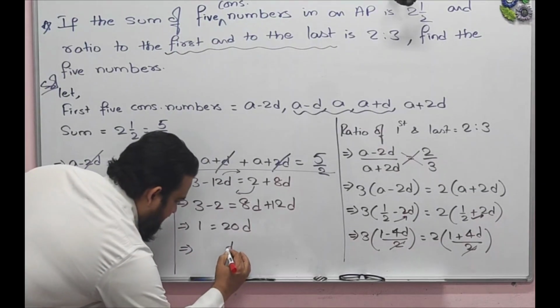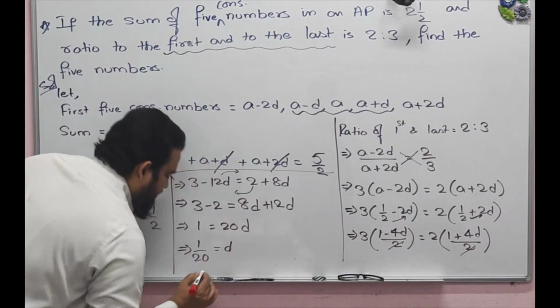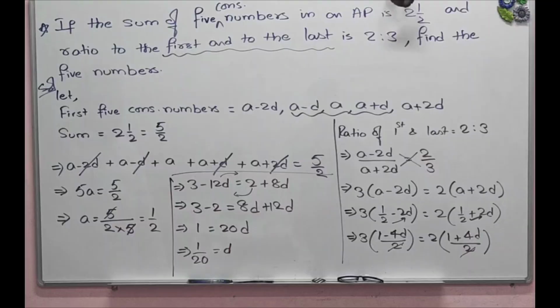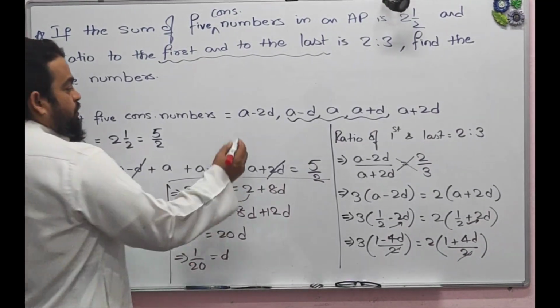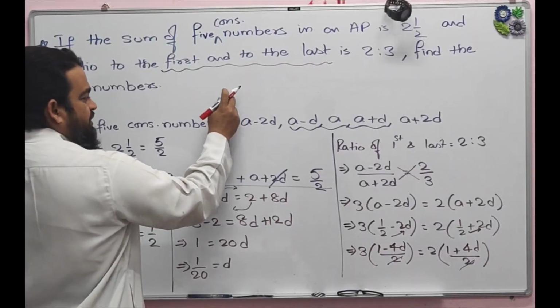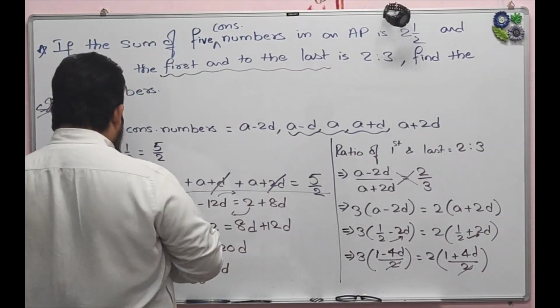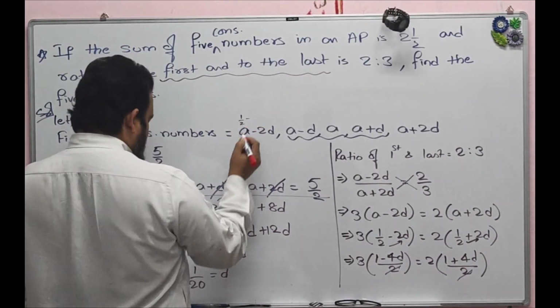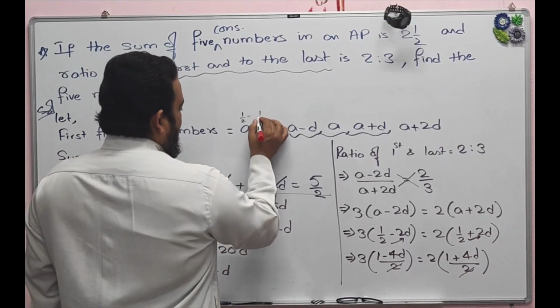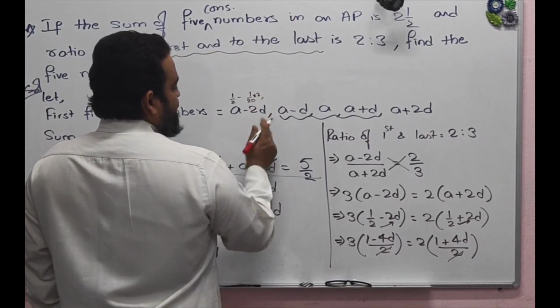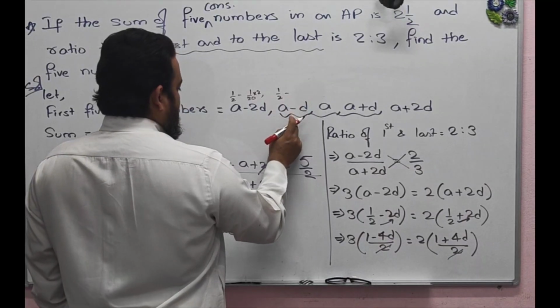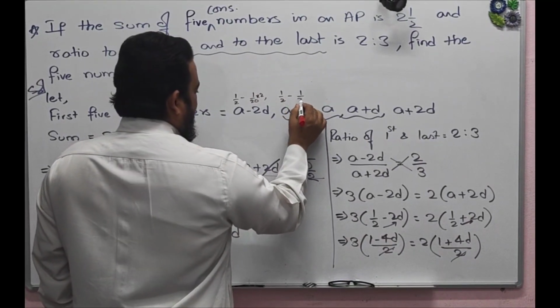So that implies d equals 1 by 20. You have a equal to 1 by 2, d equal to 1 by 20. I don't have place, so I am writing the AP over here. So what is a? 1 by 2 minus 2d, right? So here, 1 by 2 minus, what is d? 1 by 20, 1 by 20.